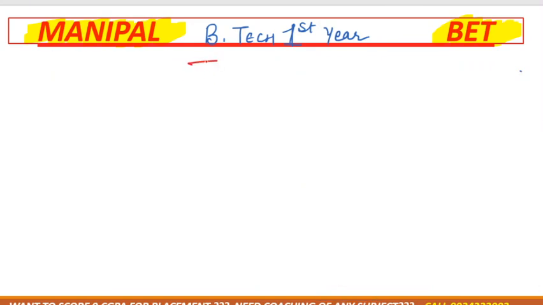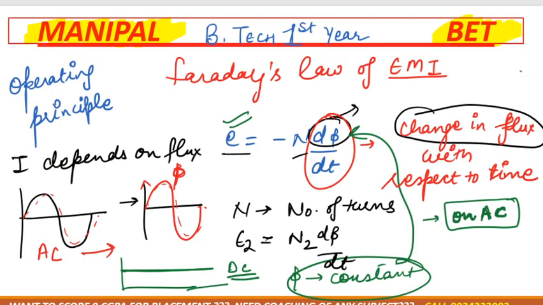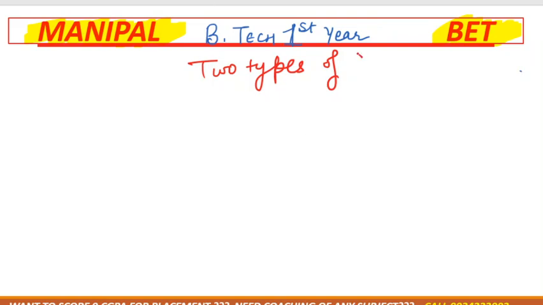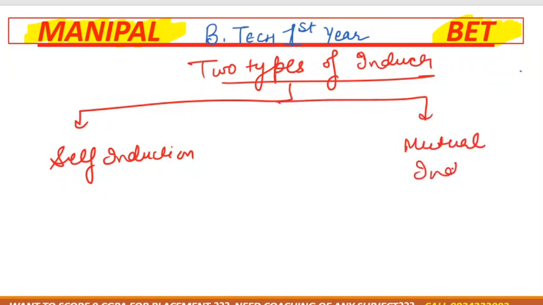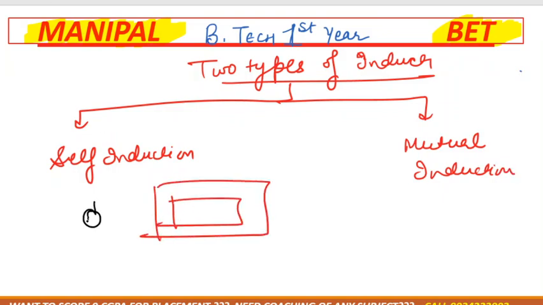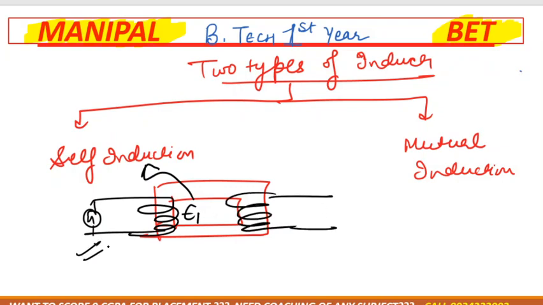Now we are having two types of induction. One, self-induced EMF or self-induction. Another one is mutually induced EMF or mutual induction. Right? Suppose we are giving supply to the primary winding and automatically EMF is generated in the primary only. So that is known as self-induction. And if we are giving supply to the primary, but we are getting EMF in the secondary winding, that is known as mutual induction. Got it?